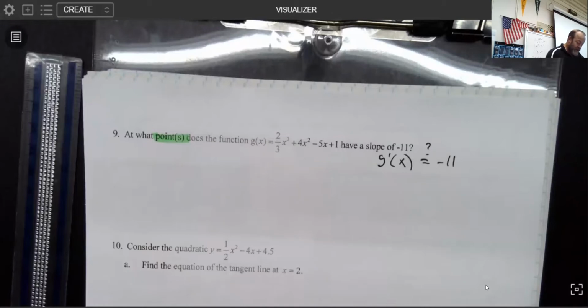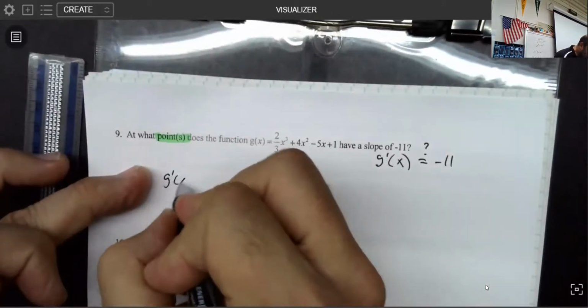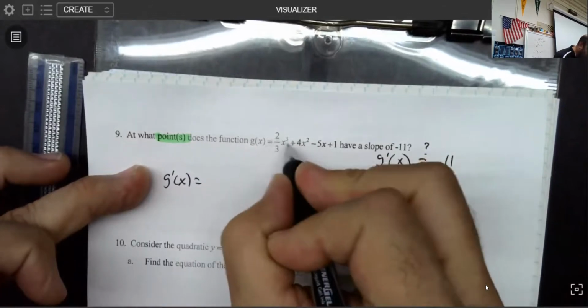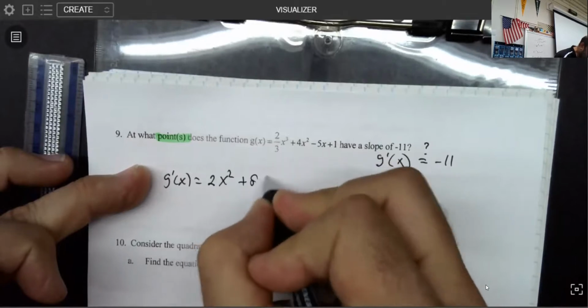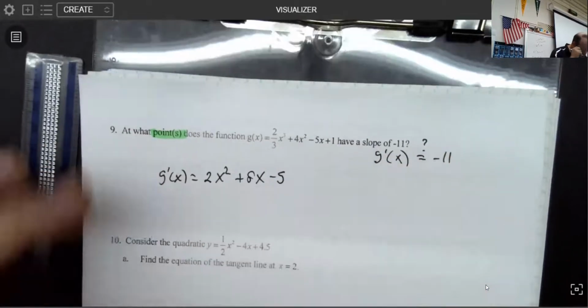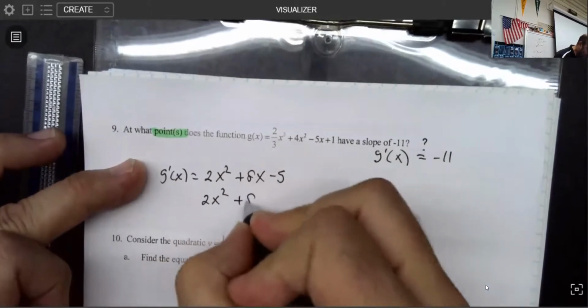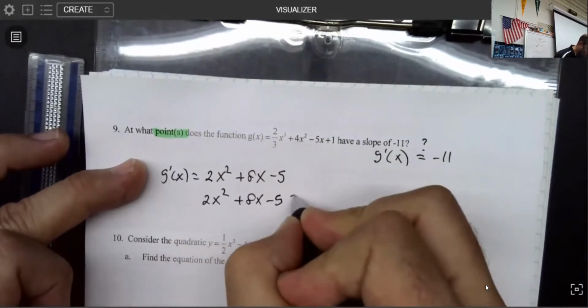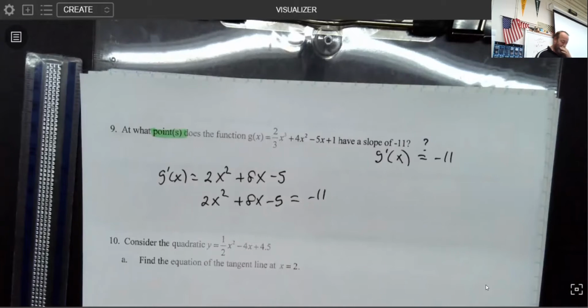So let's go ahead and see what we can do. g prime of x, fairly easy little derivative. Power rule says 3 times 2/3 gives me 2x squared, plus 8x minus 5. Now again, what I want to find out is when is it possible for this particular quadratic to be equal to -11? That feels like kind of a random number, but I think you probably know better. It is most definitely not a random number.